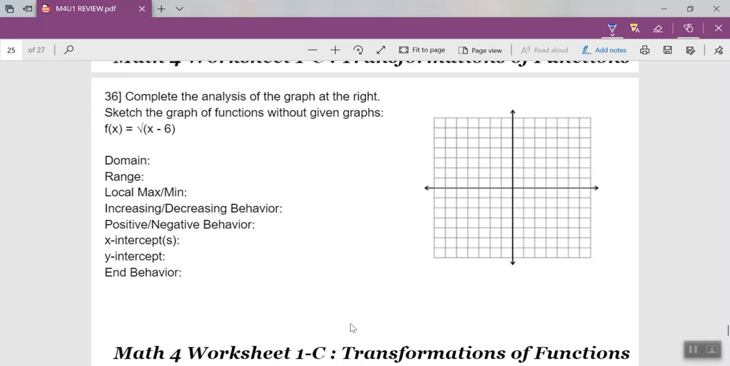And number last, square root of x minus 6. Since the 6 is inside the parentheses with the x, that means we're going to move 6 units to the right. And 1, 2, 3, 4, 5, 6, right there. That's where we're starting. Now, normally here, we would play the parabola game, up 1 over 1, up 2 over 4, up 1 over 1, up 2 over 1, 2, 3, 4. So our square root curve is going to do something like that.